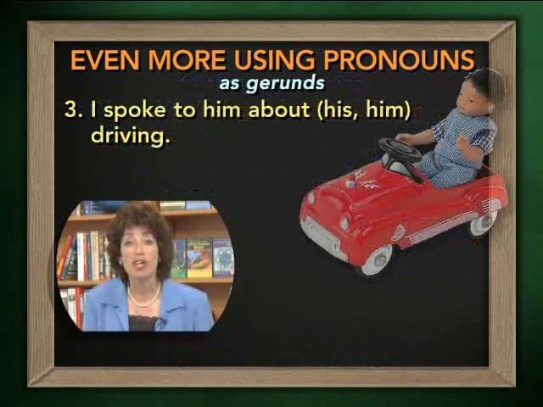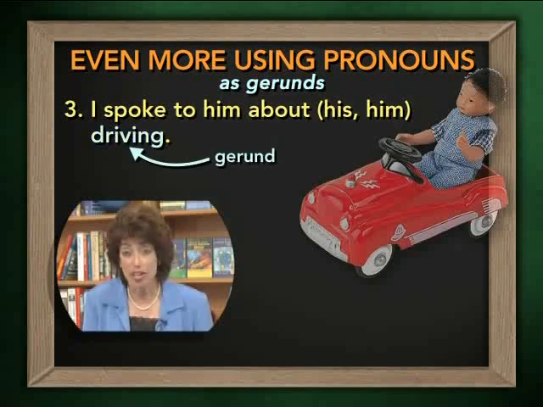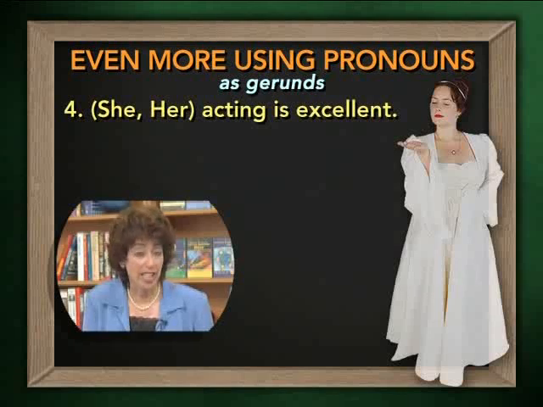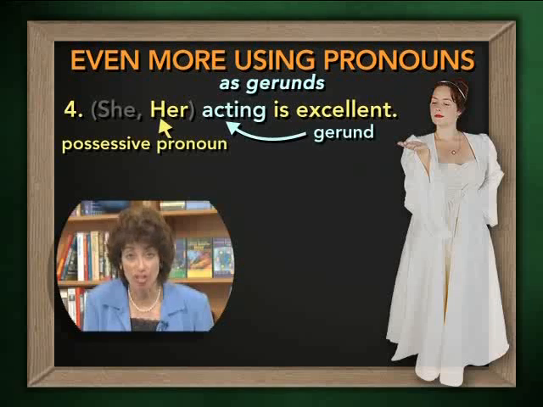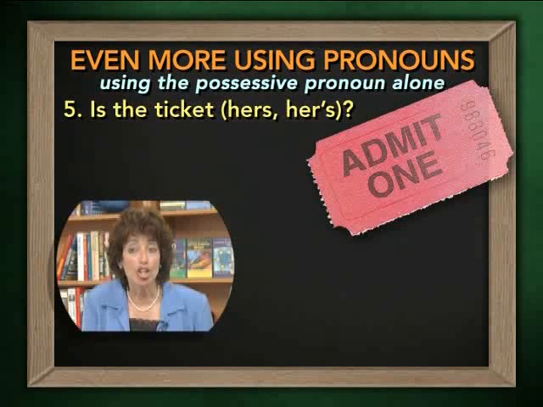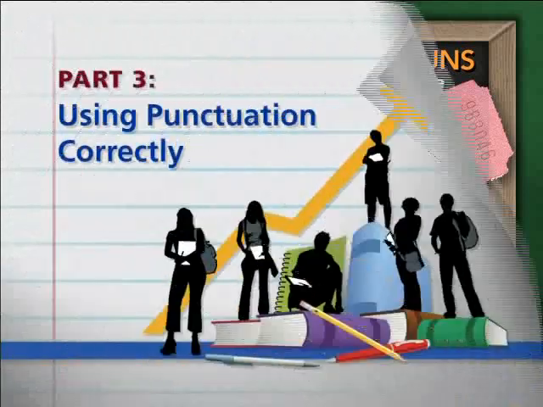With the gerund, number three, I spoke to him about his driving. Well, the gerund is driving, so I need the possessive form. She and her acting is excellent. Acting is the gerund, so I need the possessive her. Using the possessive pronoun alone, is the ticket hers or her's? And we said earlier that you cannot add apostrophes, so reading it again, is the ticket hers or not a word? It has to be the first choice.